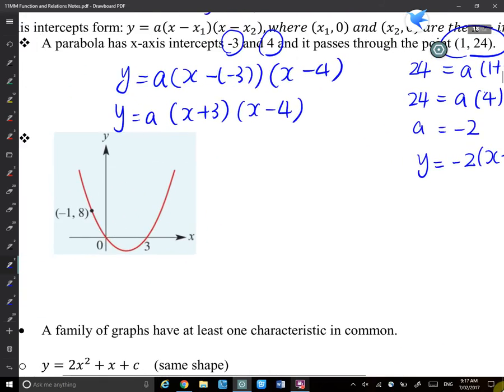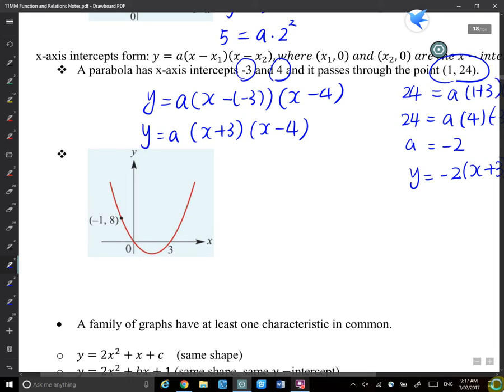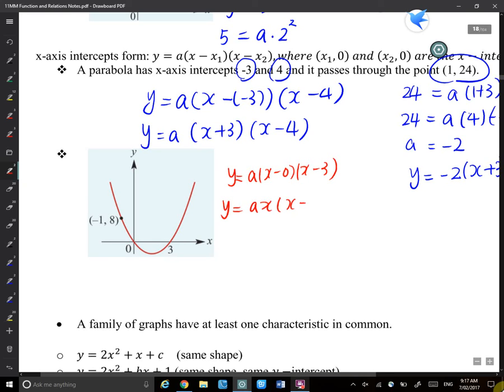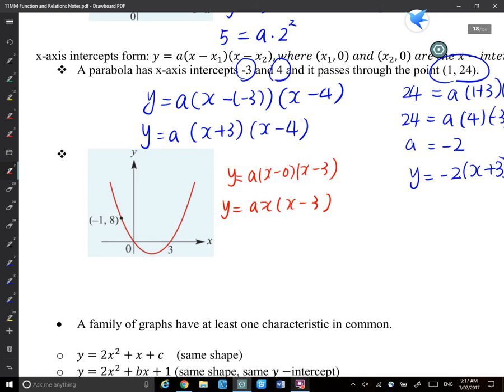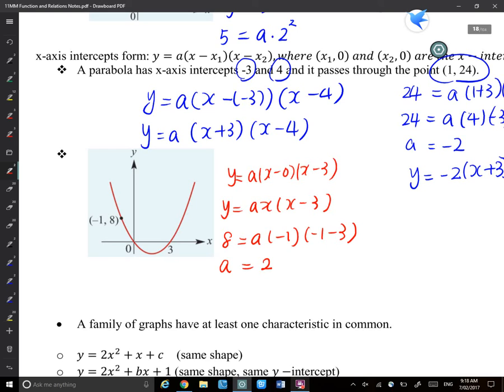Okay, for the next graph, you can see that we have 2 intercepts at 0 and 3. So what I can write is y equals a times (x minus 0) times (x minus 3), so we will have ax times (x minus 3). Substitute the point (negative 1, 8) in to find the a value. We will have 8 equals a times negative 1 times (negative 1 minus 3), which will give you a equals 2, because negative 1 times negative 4 gives you 4. So a times 4 equals 8, and a equals 2.